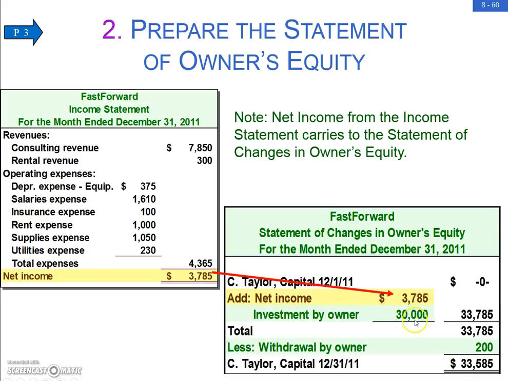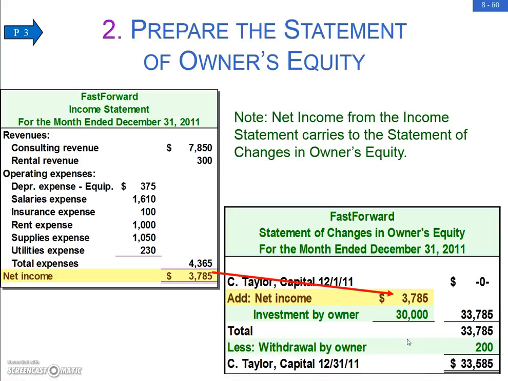$3,785. We didn't go over this transaction, but it was gone over in the book that our owner invested $30,000, so you would add that. That's again an increase in owner equity, and net income is an increase in owner equity as well. So our total owner equity, or investments and revenue, is $33,785. We also had a withdrawal by our owner of $200. So subtract that out, and that's our total capital.